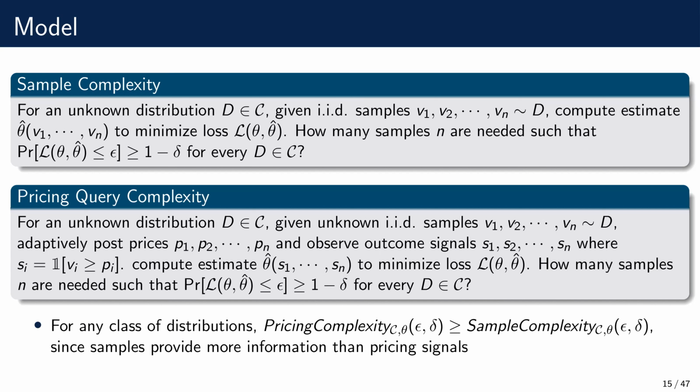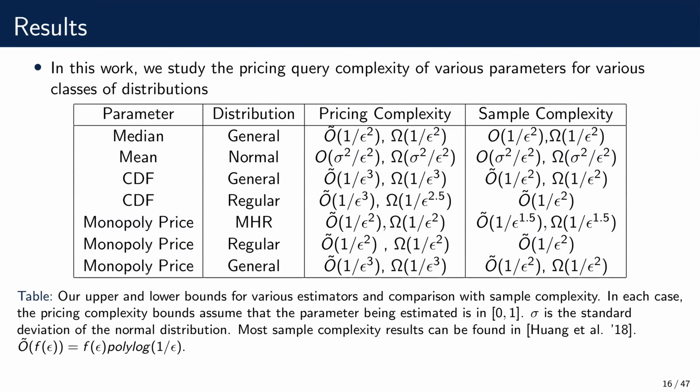We may observe that for any class of distribution, the pricing query complexity for estimating the same parameter with the same accuracy is going to be at least the sample complexity for estimating the same parameter, because the value queries actually provide more information than the pricing queries. In this work, we analyzed the pricing query complexity of various parameters for a variety of distribution classes.